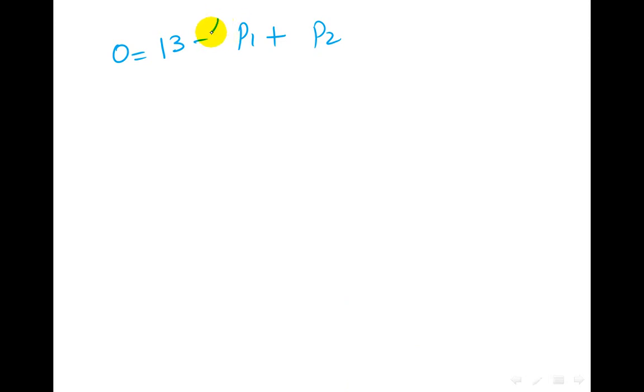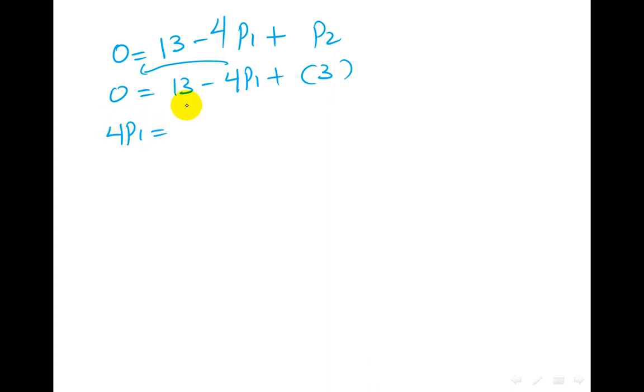Alright, so let's continue. This is going to be 13 minus 4P1 plus P2, which is 3. Take this one to the other side, it will be 4P1 equals 3 plus 13, which gives you 16. Divide both sides by 4.